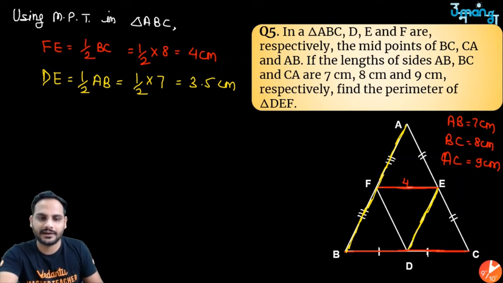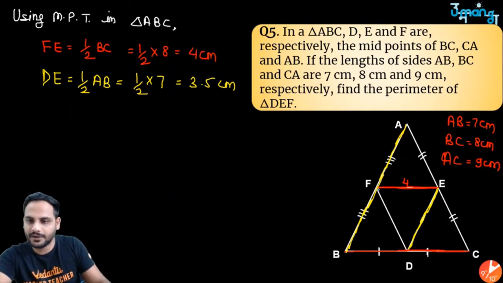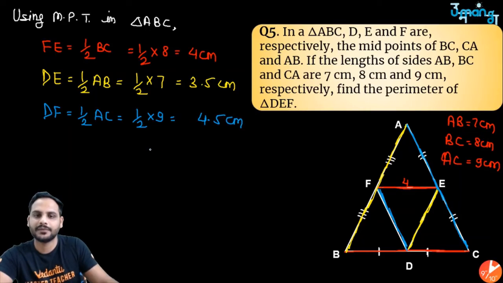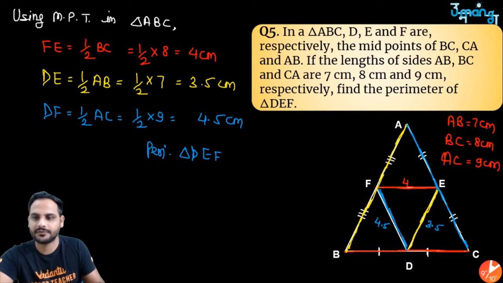Right? Correct? And then again using midpoint theorem in this part, DF and AC. DF and AC को देखो तो I can say sir DF will be equal to half of AC, that is half of 9 centimeter, which is 4.5 centimeter. So now I can say sir perimeter of triangle DEF, ये 4 है, this is 4.5 and this is 3.5.